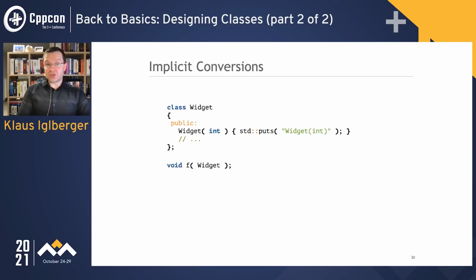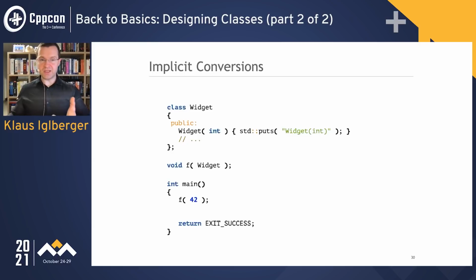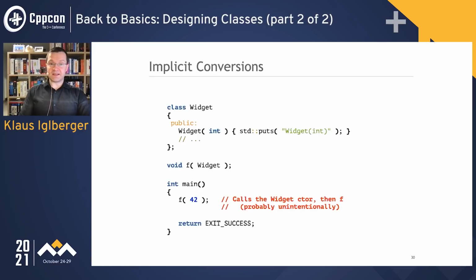Now, I also add a function called f. That function takes a Widget, and that function is called in the main function. However, let's say accidentally, I actually do not pass a Widget. I pass an int, which probably was supposed to initialize a Widget, but no, it's just an int. What you would expect at this point is that this doesn't compile. You would expect that this code gives you a compilation error. Attention, you're using an int instead of a Widget.